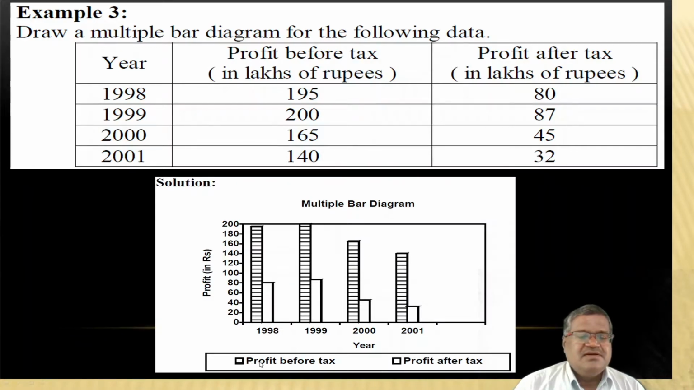We are indicating the markings. Here, the lines are the marking for before tax. Blank is after tax, after increasing the tax. Here in 1999 there is 200 lakhs before, and after increasing the tax 87 lakhs. In 2000, 165 before tax, after tax it is 45, like that. This is a multiple bar diagram.